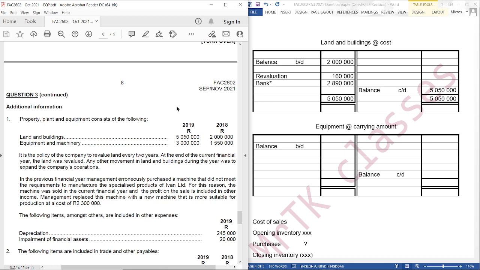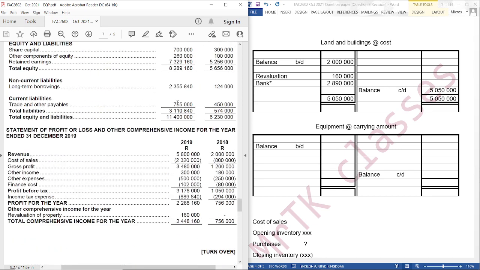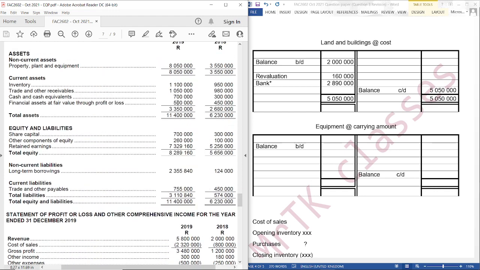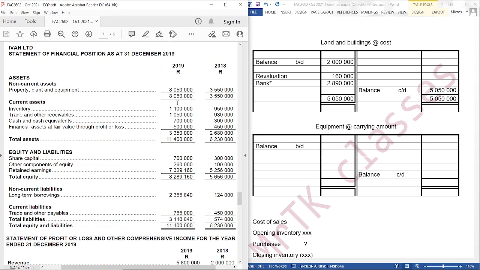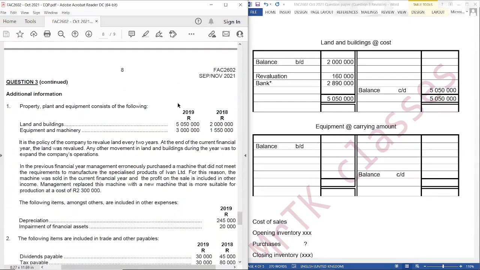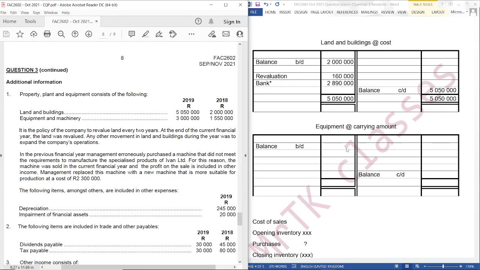Why am I saying that? Remember, they recorded this as property, plant and equipment in the statement of financial position. We know that in the statement of financial position we record the carrying amounts. So these are carrying amounts. So there we have 1,550,000, then 3 million. Okay, then additions. So I'm going to say bank.